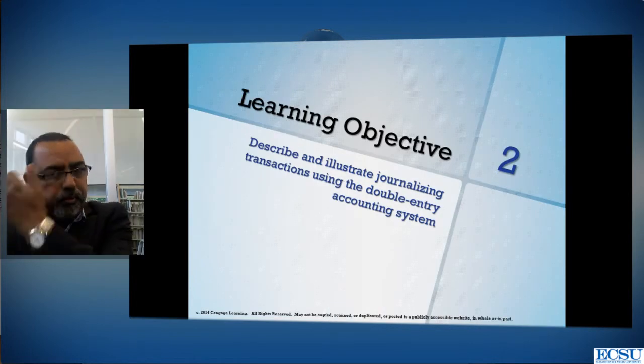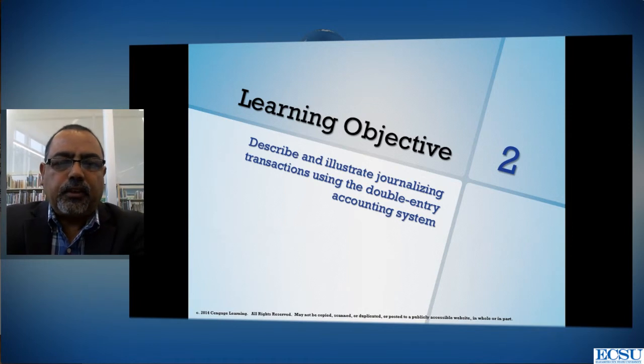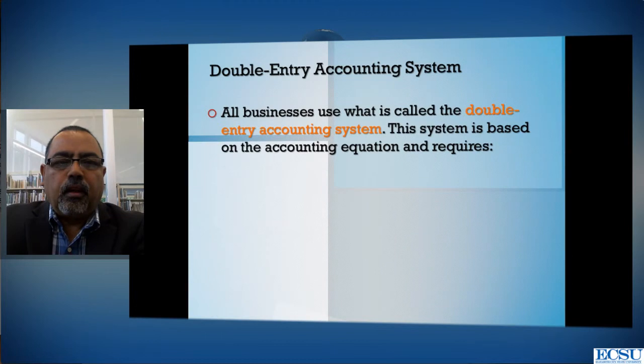Now we go into the important learning objective: describe and illustrate journalizing transactions using the double entry accounting system. First, before I go into the learning objective, I'll have to be very clear and emphatic about the double entry system. The double entry system is a very old system, but it is still in practice. Although there are many computer programs written to journalize automatically when you post your transactions, as accounting students, you still need to know how to journalize. Double entry system of bookkeeping or accounting.